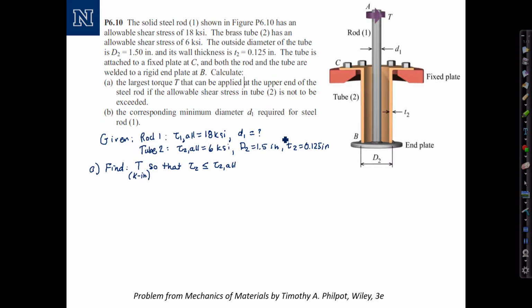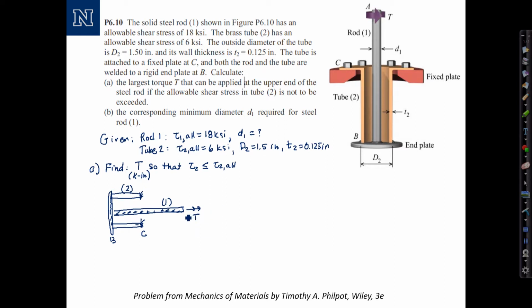I'm going to draw a little sketch to summarize the setup here. Remember that the system is fixed to a fixed plate at point C. Then we have tube section 2 extending down to the end plate at B, a rigid end plate. And then we have the solid rod 1 extending up through the middle with a torque applied at the end. And this is a solid rod. This is rod 1. This over here is tube 2.